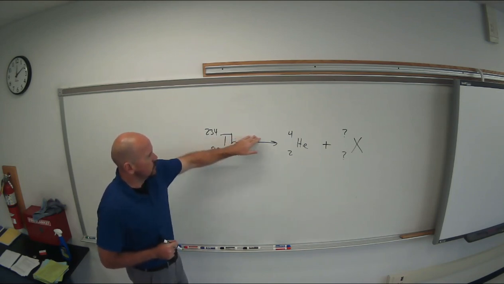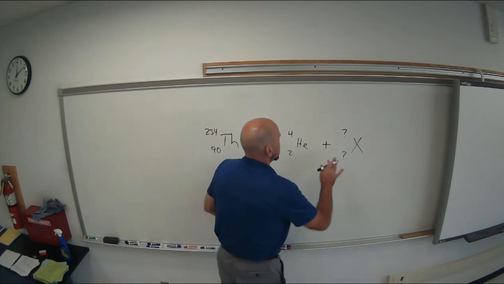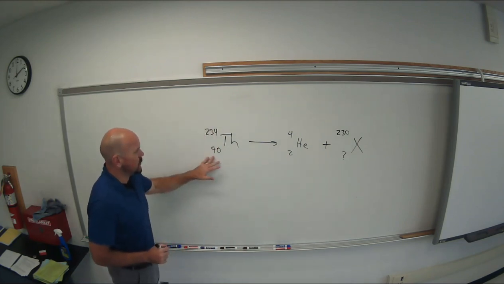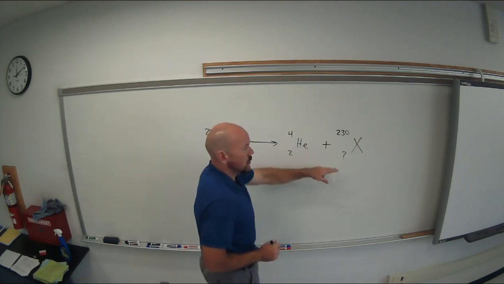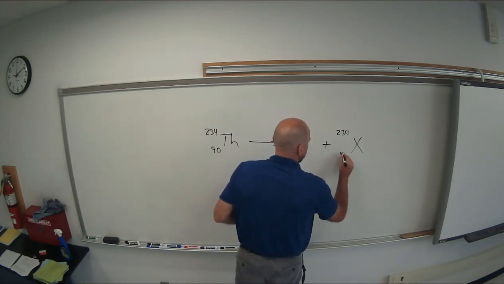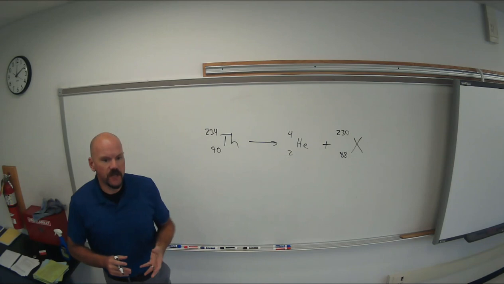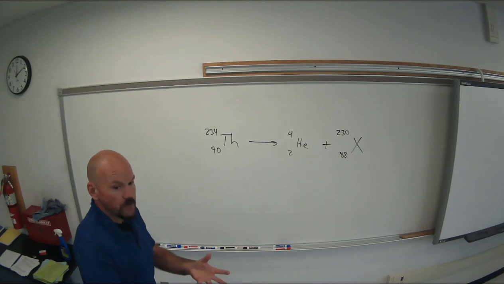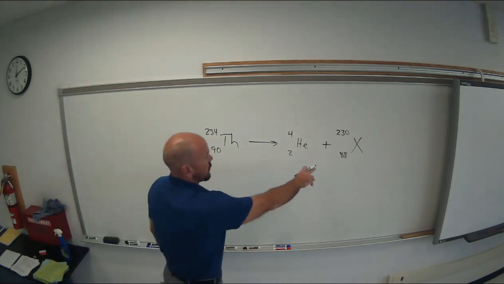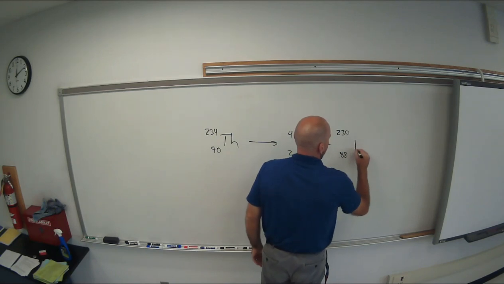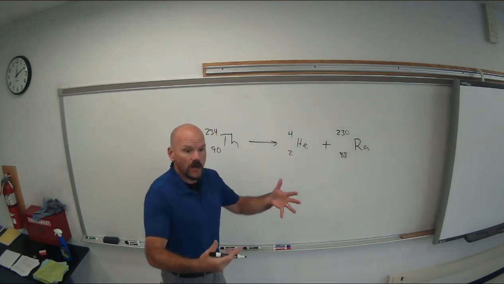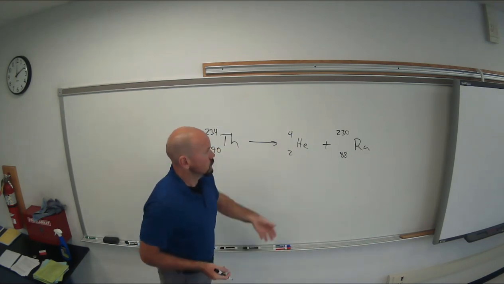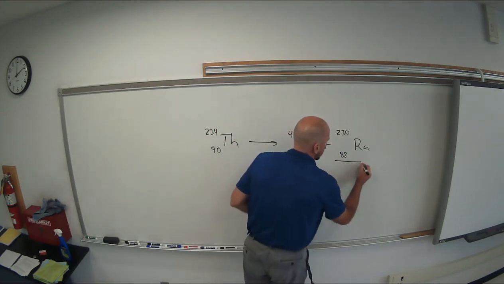So 234 equals 4 plus our unknown. So that means this has to be 230, okay? And then 90 equals 2 plus that unknown, okay? So this would be 88, okay? And then to figure out what that symbol should be for X, you go to your periodic table and you find atomic number 88, and that is radium, and that would be Ra. So if I asked you what is produced when thorium-234 undergoes alpha decay, this is how you figure it out. The answer would be it turns into radium-230.